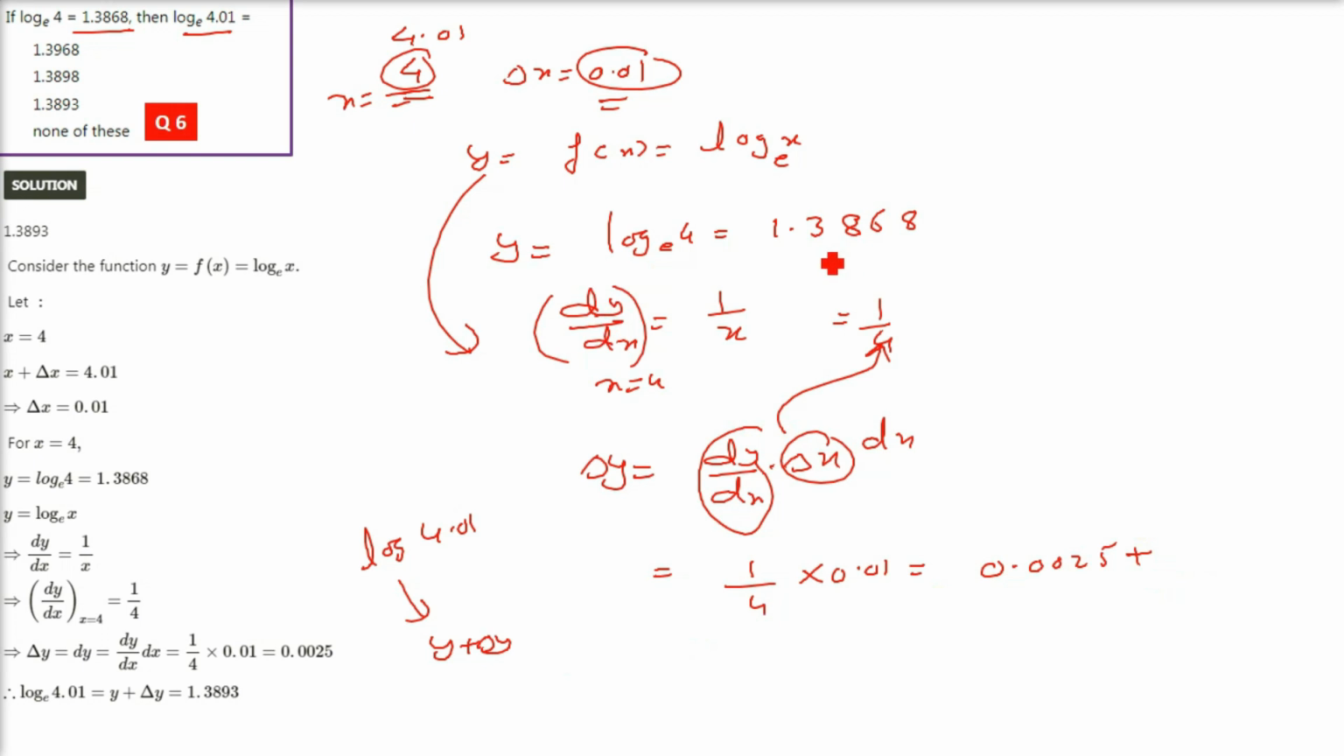Now let us add this, y plus delta y. So you have to add this to 1.3868. Finally, log 4.01 is 1.3893. That is after addition of these two, this is the final answer.